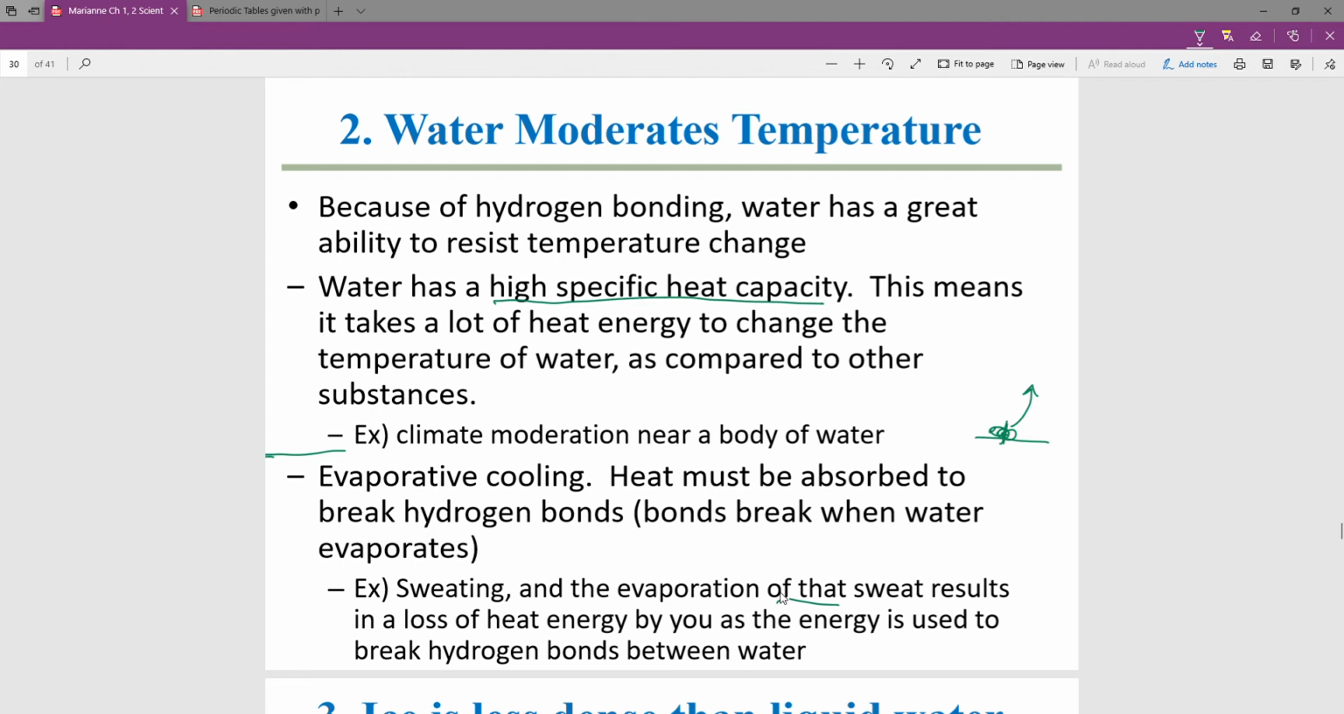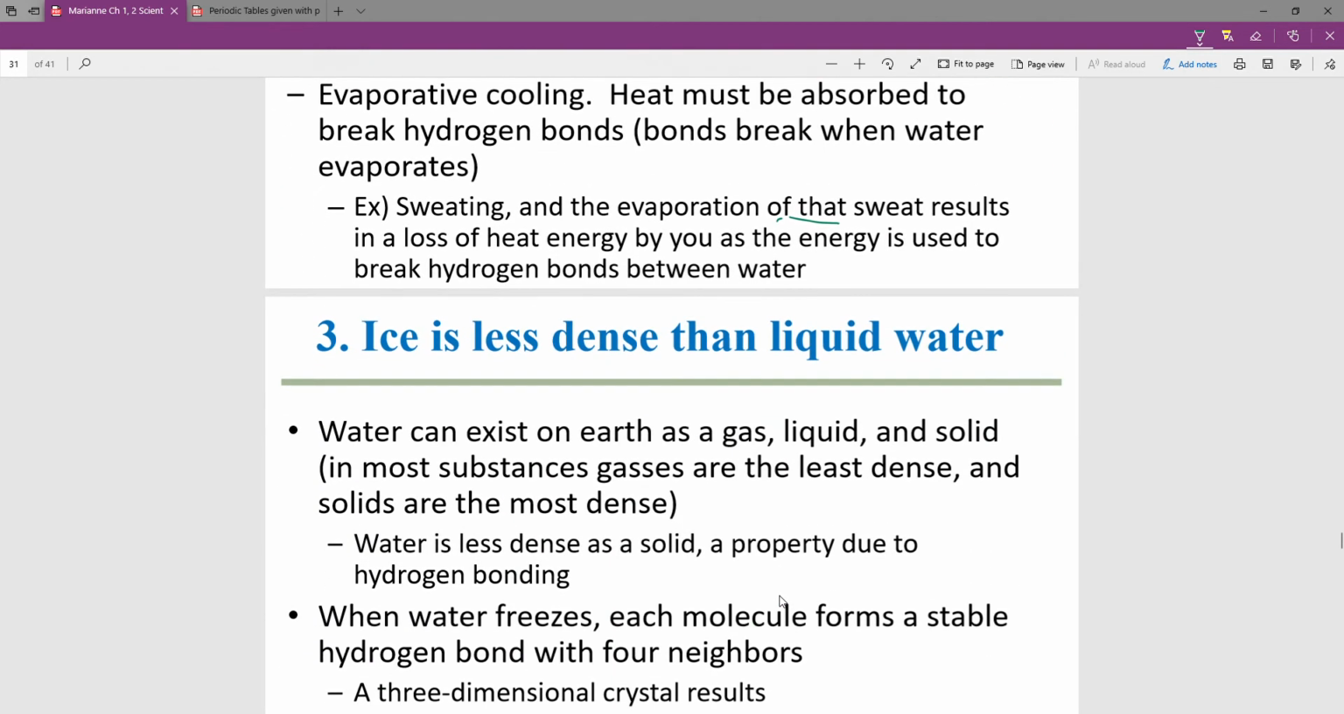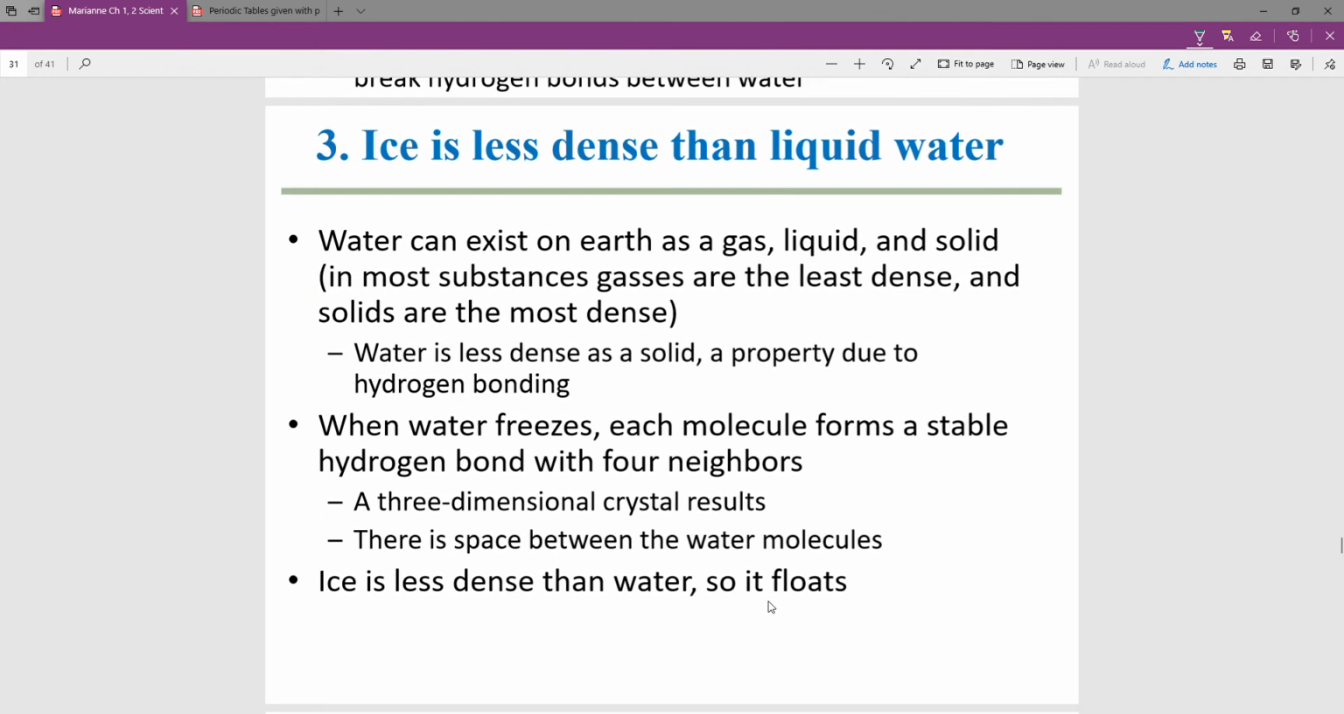So either of these are significant, same as with the surface tension or water cohesion. Both of those are good examples. So I would encourage you to get your head solidly around maybe one of these and come up with your favorite. Okay, so the third one is that ice is less dense than water.